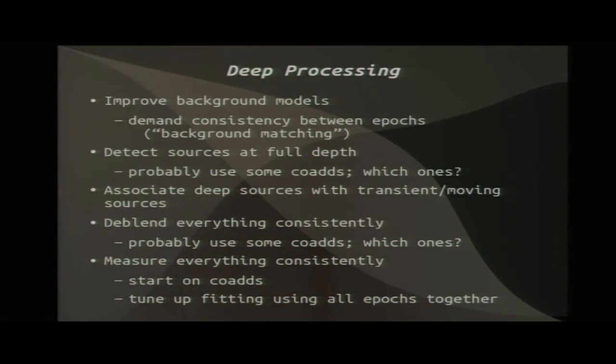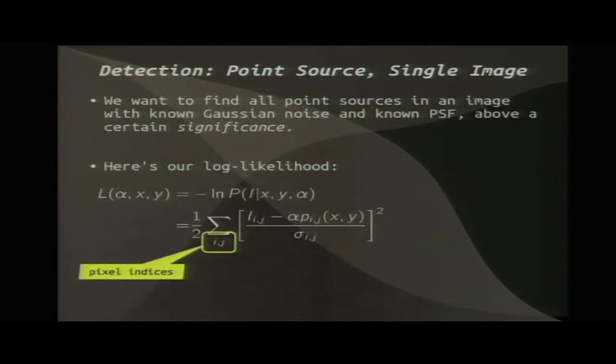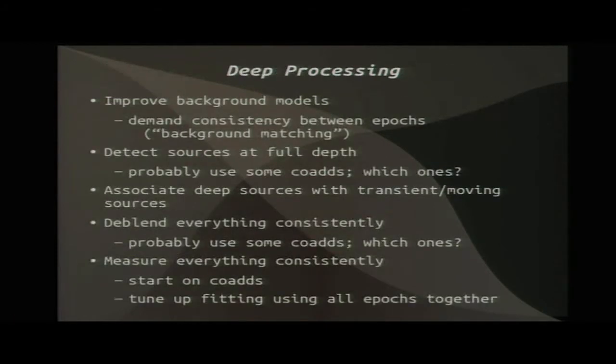Any other questions on the very, very vague view of deep processing? Why do you call it deep processing? This is just a term I came up with myself, recently. Because it's processing all the deepest objects. It's everything else we hit at some other point, but this is the only chance we get to do the deepest, the faintest objects. You could just as well call it faint object processing.